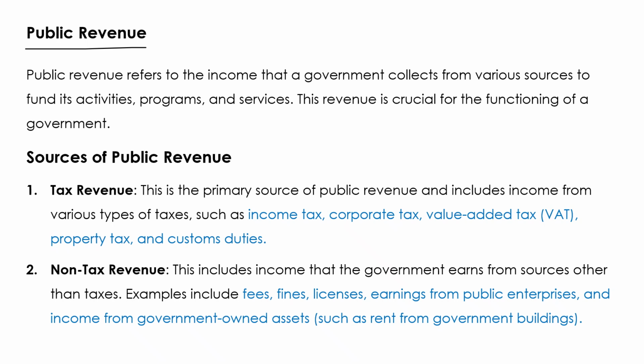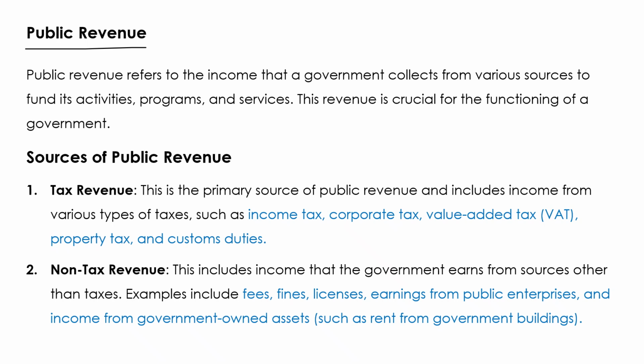We can see every year in the budget, the government will introduce so many projects and programs for different sectors, agriculture, industry, and other sectors. They will make the programs for development purposes. For the expenditure on these programs, the government has to earn money, earn income. This revenue is crucial for the functioning of a government.